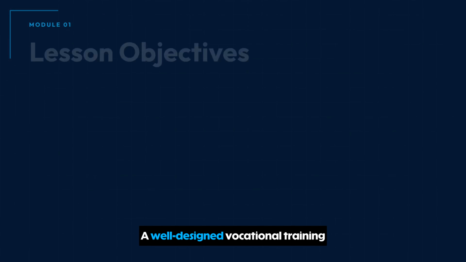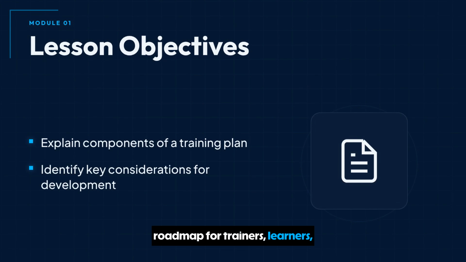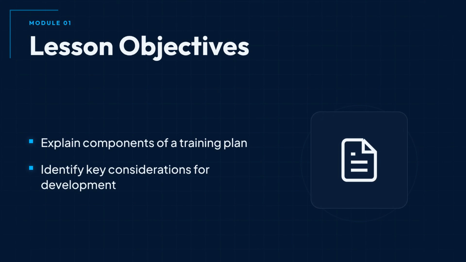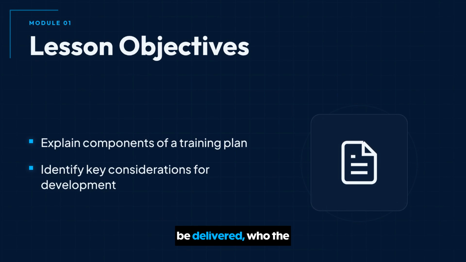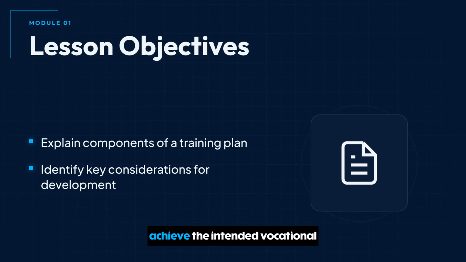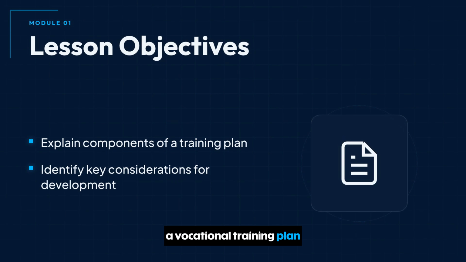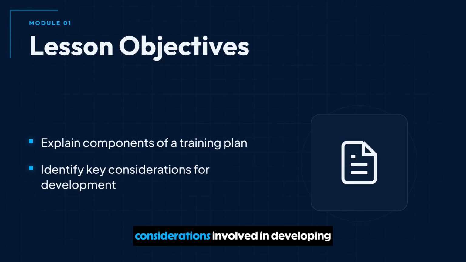A well-designed vocational training plan provides a clear roadmap for trainers, learners, and the organization. It identifies what will be delivered, who the learners are, how training will be structured, what resources will be required, and how the training will support learners to achieve the intended vocational outcomes. By the end of this tutorial, you should be able to explain the main components of a vocational training plan and identify the key considerations involved in developing one.